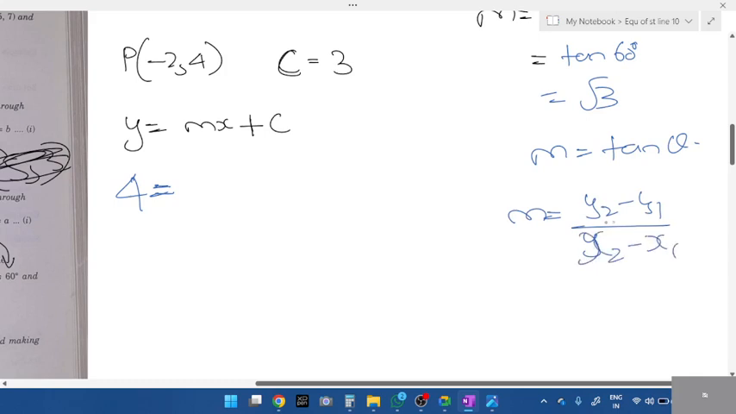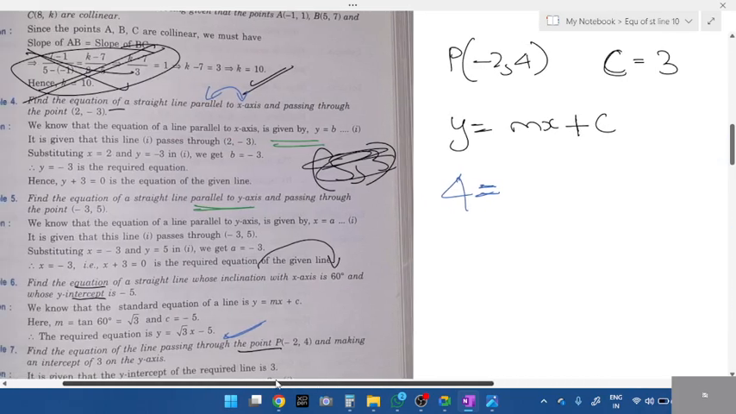Okay, what do you mean by y2 minus y1 and x2 minus x1? How many points should be given? 2 points: x1, x2, y1, y2. Is it clear? 2 points should be given. But in this question, how many points are given? 1 or 2 points?